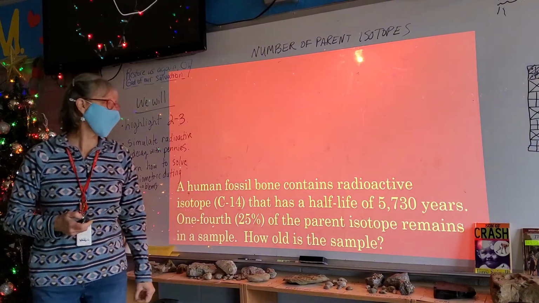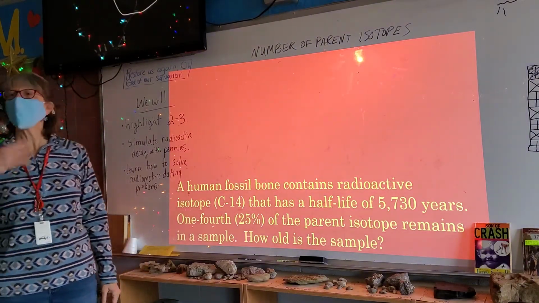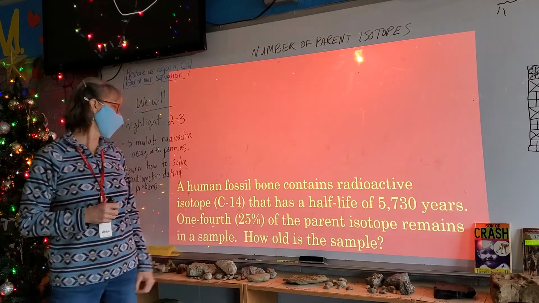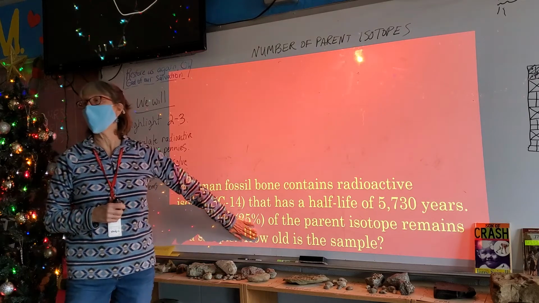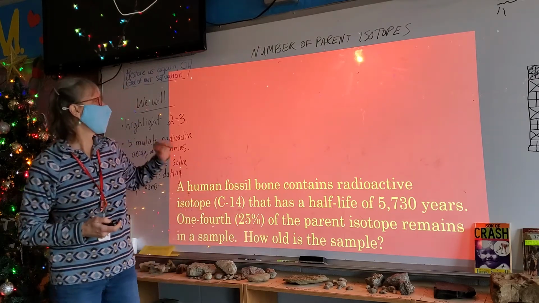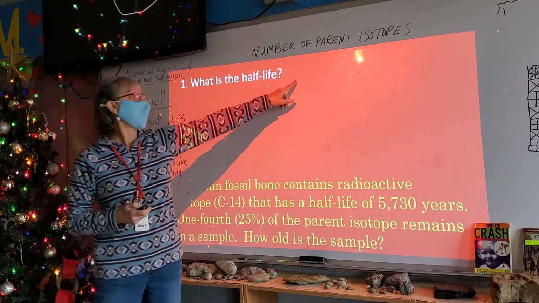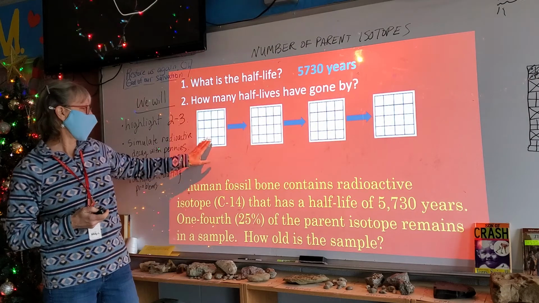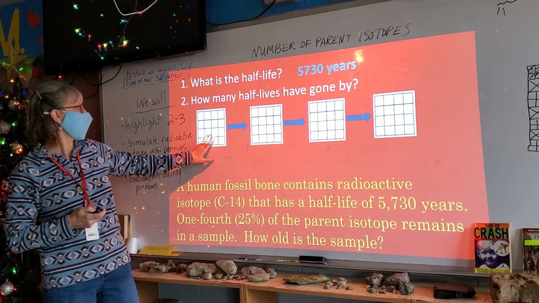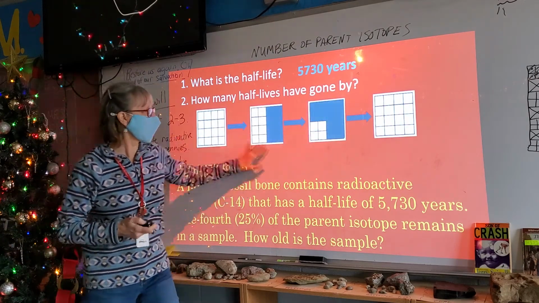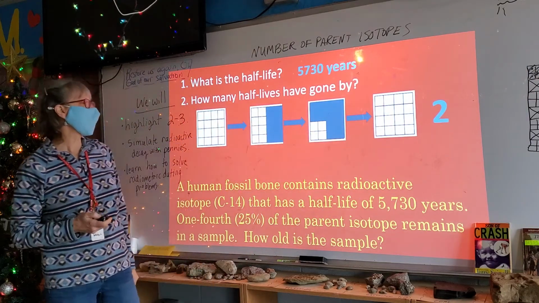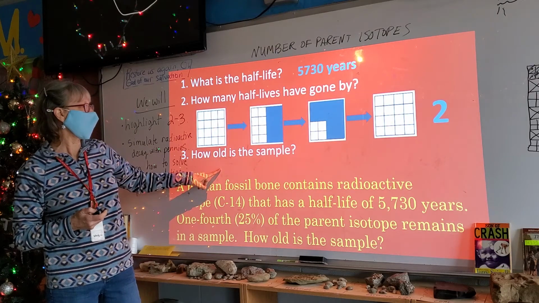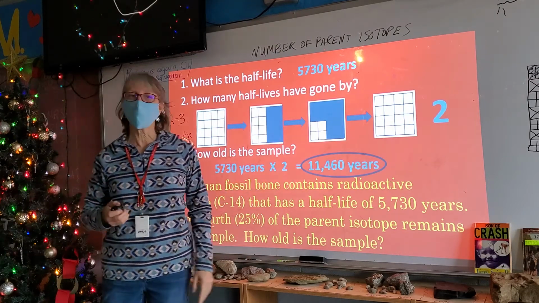All right, next problem has to do with carbon dating. We have a fossil bone. Remember, this is stuff that's more recent, more organic things. The half-life is 5,730 years. 1/4 of the parent isotope remains, or 25%. So what's our half-life? 5,730 years. Check. We need to go back to 1/4 of remaining, so we have 1/2, 1/4. How many half-lives is that? 2. Check. And so you multiply that times that to get the age of the rock, and that turns out to be about 11,000 years. Check.